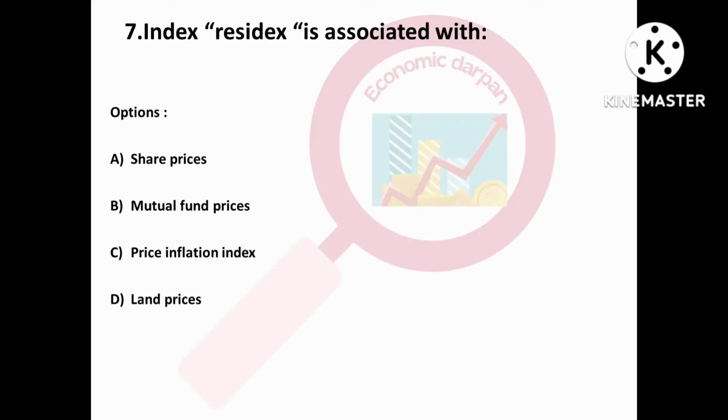Question number 7. Index Residex is associated with: option A, share prices; option B, mutual fund prices; option C, price inflation index; option D is land prices. So Residex is associated with land prices.